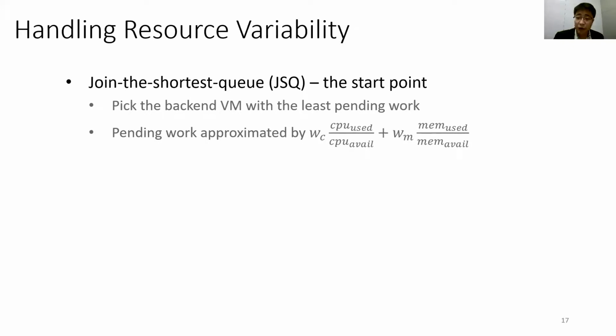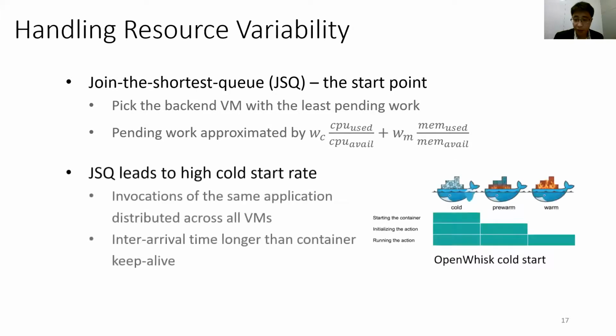As mentioned in the characterization, the frequent resource variation of Harvest VMs implies that proper load balancing is required for good performance. We use join the shortest queue as the starting point of our load balancing design. That is, the load balancer chooses the VM with the least pending work to allocate an incoming invocation. And the pending work is approximated by a weighted sum of CPU and memory usage. Although join the shortest queue optimizes queuing and execution time, it can lead to a high cold start rate when the number of backend VMs is large.